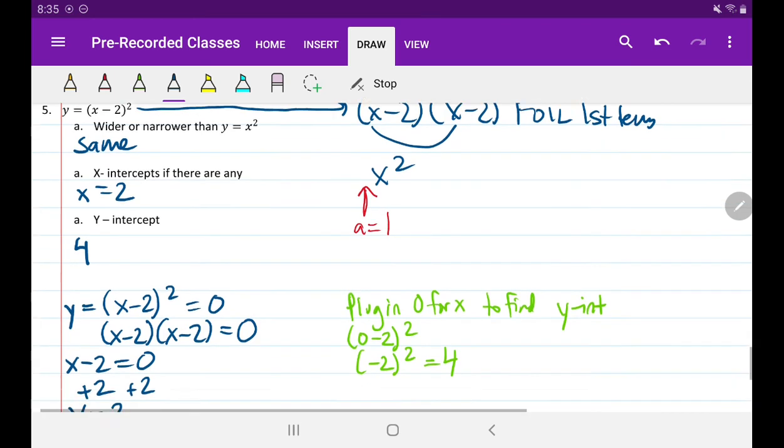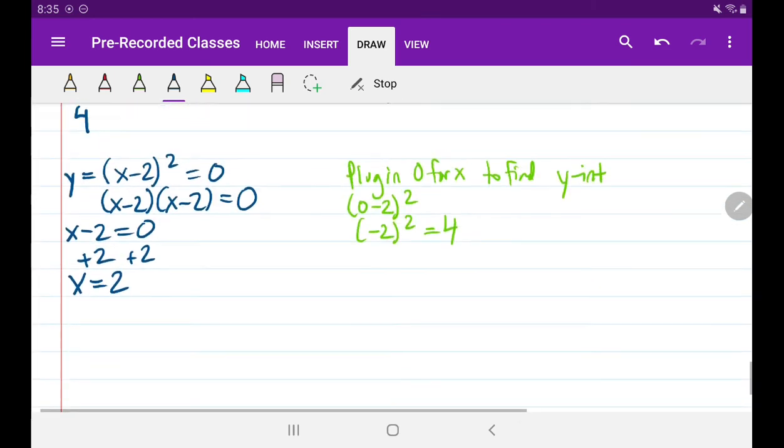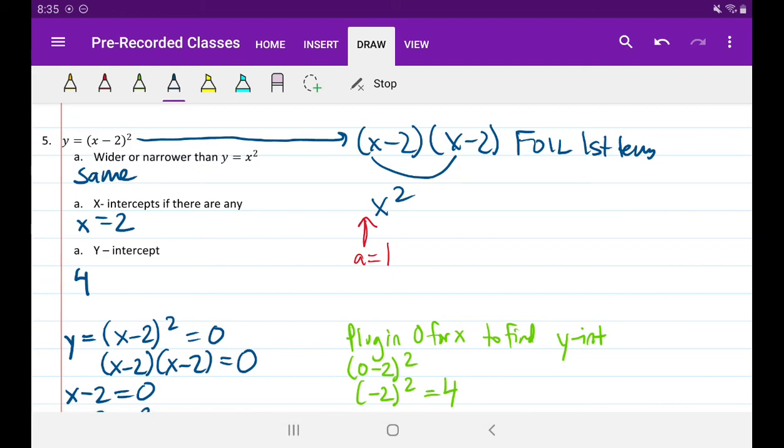Okay, so I think those are all of the classwork examples that we have. And so hopefully that gives you a good summary of how to find the x-intercepts, the y-intercepts, and whether or not your parabola is wider or narrower than y equals x squared. And you can go ahead and try the homework.